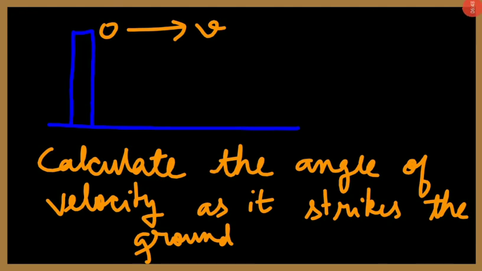Let's solve a question. We have been given the same scenario, that is a projectile is being projected or launched from the top of a tower with a velocity v in the horizontal direction. Now we have to calculate the angle of the velocity as it strikes the ground. That means let's draw the path. At this point, when it is striking the ground, we have to calculate the angle the velocity will make with the horizontal. Now let's find out.